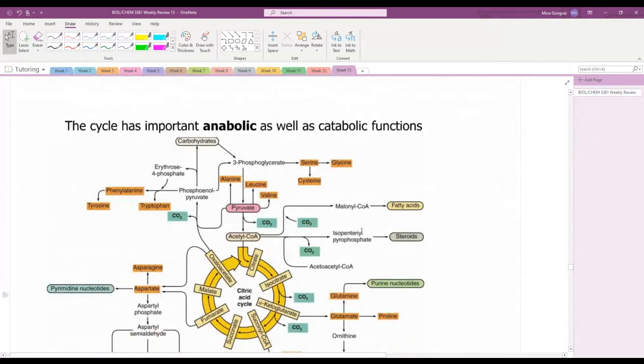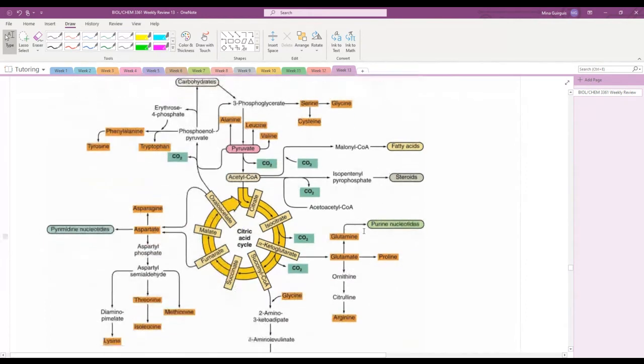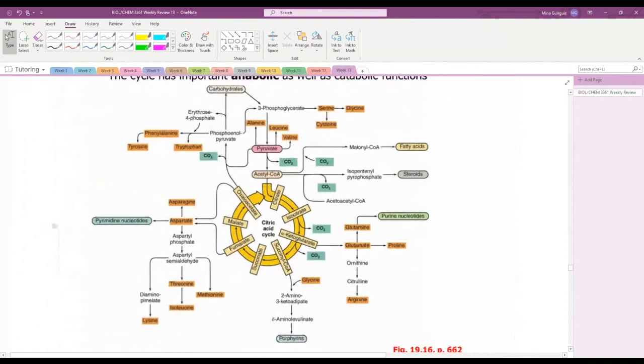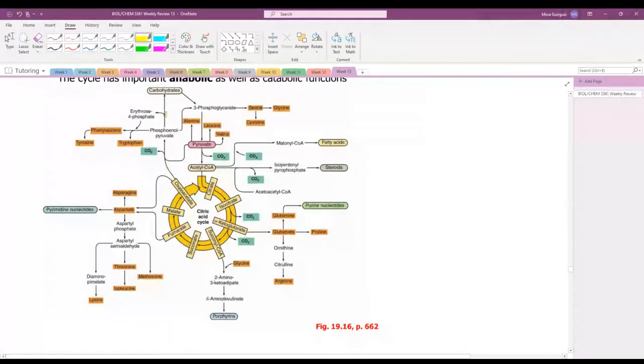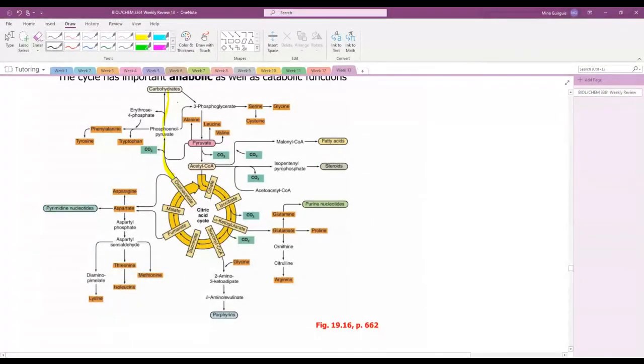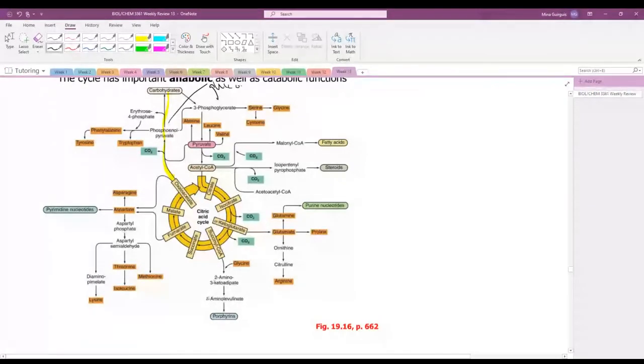Okay. So this so far has been all about the catabolic functions, right? We've been talking about breaking all this stuff down, but it has some anabolic functions too. So I need to zoom out a little bit more. This is the connection between the citric acid cycle and everything else. Like I mentioned earlier, oxaloacetate is how you go back to carbohydrate. So this is the path for gluconeogenesis.